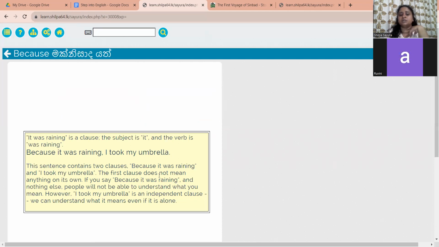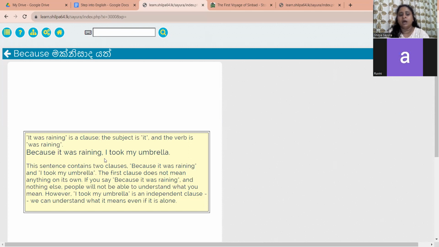The first clause does not mean anything on its own. Because it was raining. ඒක විතරක් ගත්තාම meaning එකක් තියනවද? Because it was raining. It's an incomplete sentence and it has no meaning. Right? If you say because it was raining and nothing else, people will not be able to understand what you mean, what you want to express. But if you say because it was raining, I took my umbrella, so it's an independent clause. We can understand what it means even if it is alone.